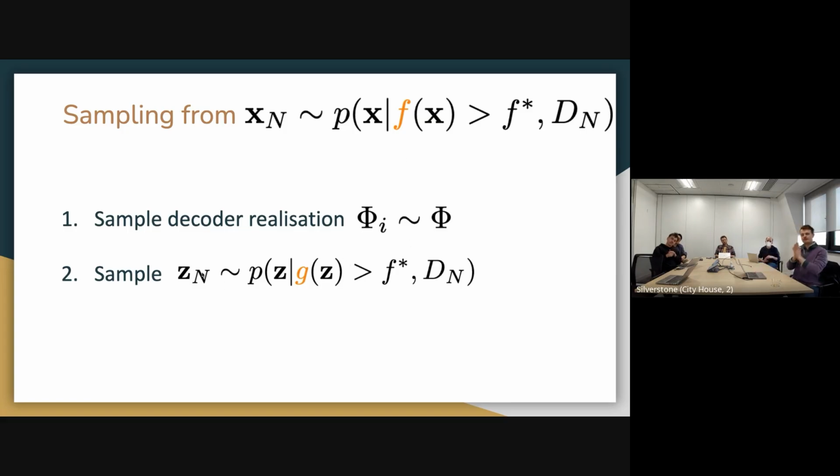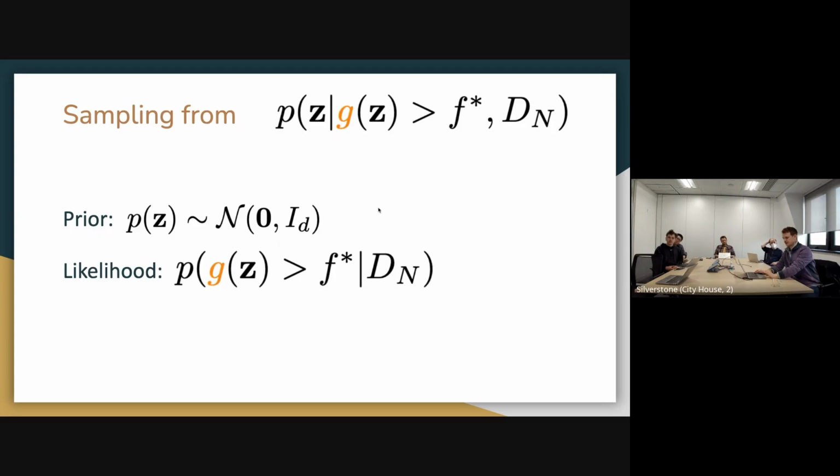So if I've now fixed the mapping from my latent space to my structure space, I can equivalently just sample a Z and then map that back at the end. But the key thing is that we have this shape here. We're saying we want to generate a latent variable such that G of Z, which is what we get by pushing this realization of the decoder through our GP model, exceeds the threshold. Let me just pull this apart.